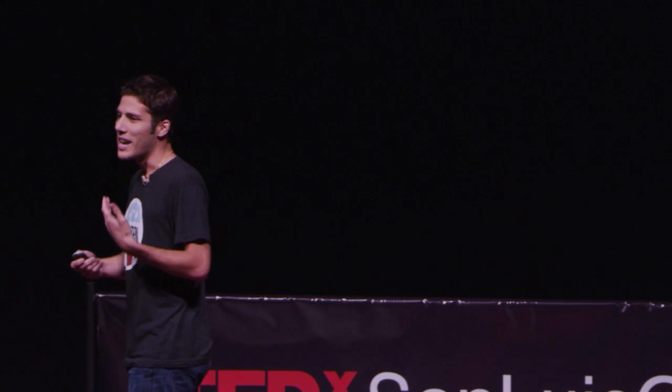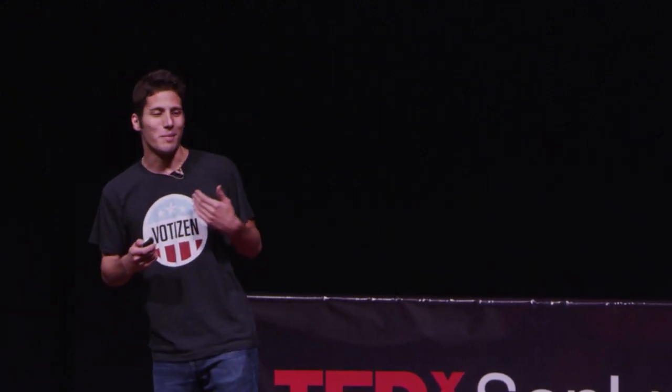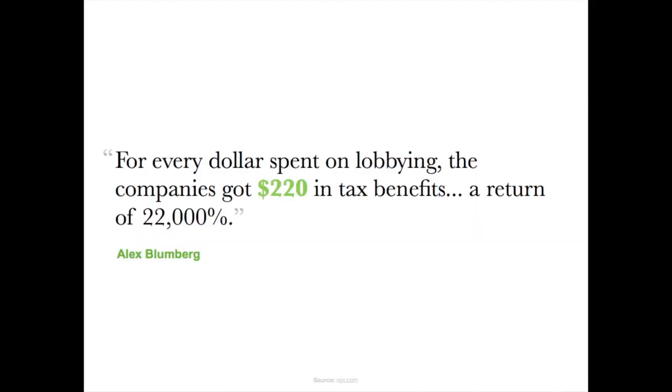Now, what does that mean? What's the return on lobbying? It's tough to figure out exactly what that ends up being, but there's a bill in 2004 which was a giant corporate tax giveaway, so you could measure how much money was spent on that and what came out. For every dollar spent on lobbying, $220 back in tax benefits, a return of 22,000%. So that's what that money's buying these people.